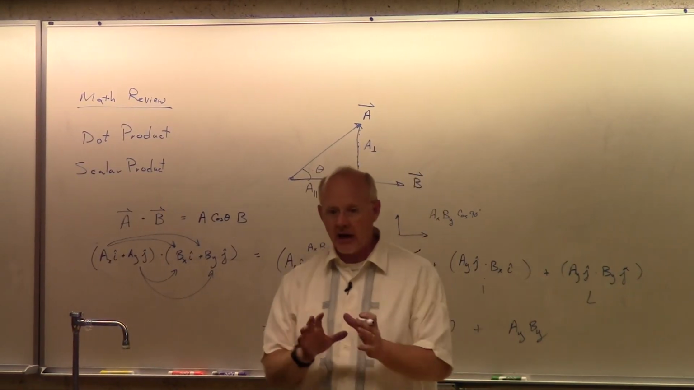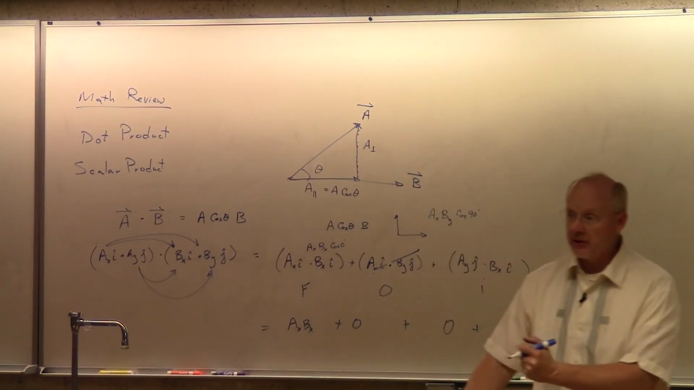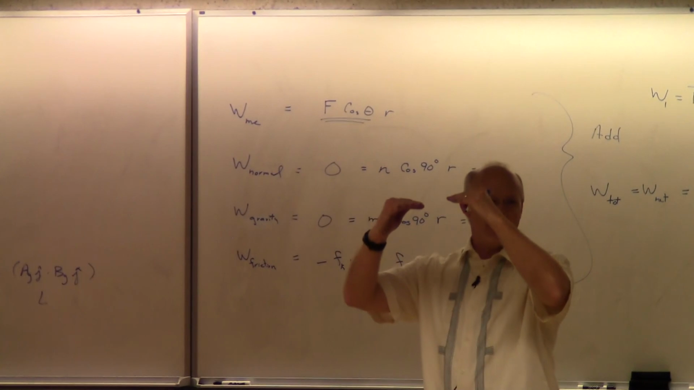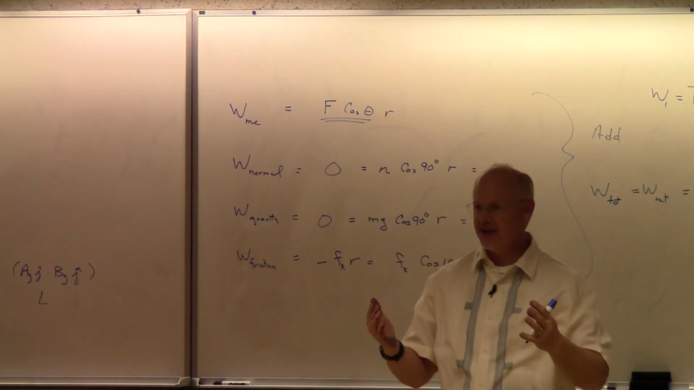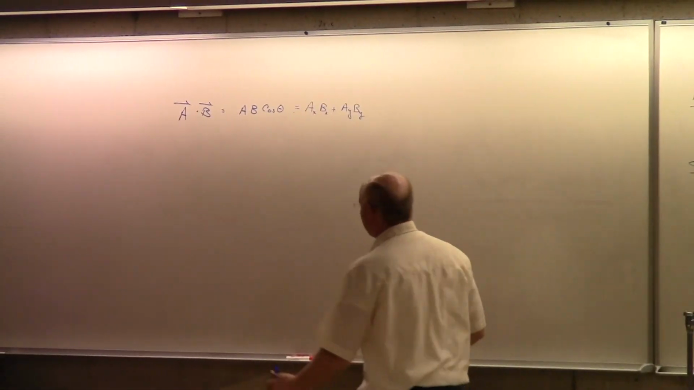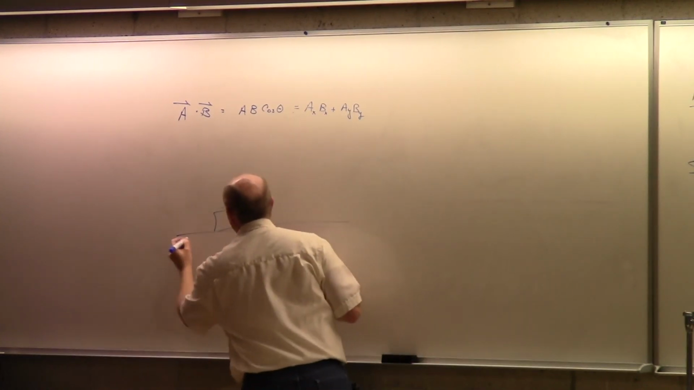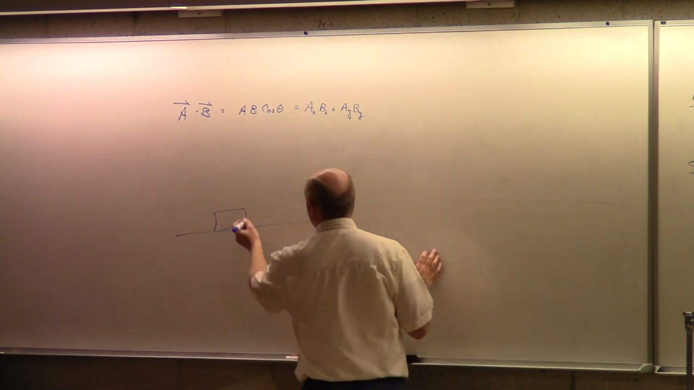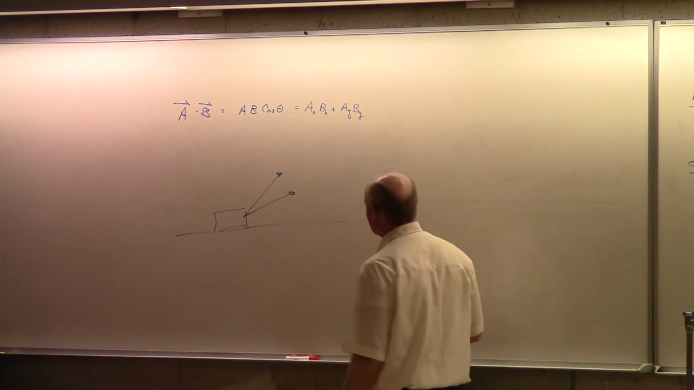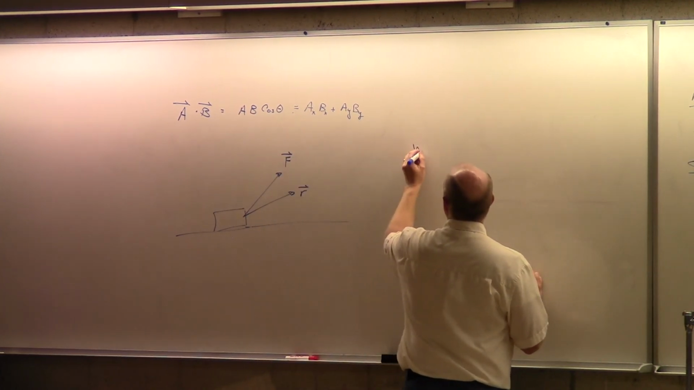In fact, let's try this again. Remember that block we had? Let's say that this block, as I pulled it, not only moved in the x direction, but it also moved in the y direction. How much work would have been done? How would I calculate it? And so we're back to this block. Here's the block. And so now I'm going to say pull in this direction, but say it moves in that direction. So this is F and this is R. How much work did I do?